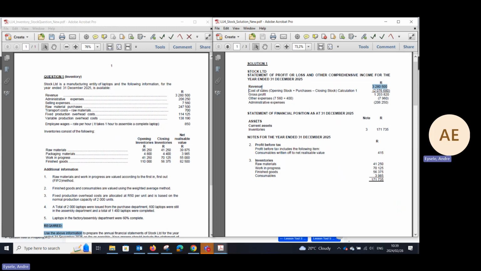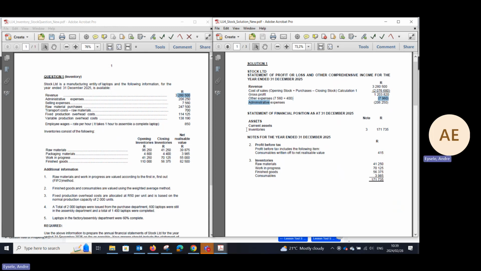You deal with revenue. Yes, we can immediately include it there: 3,280,500. Cost of sales, of which we don't know yet. Okay, then you will get your gross profit. Other expenses, your administrative expenses as per the function method. Okay, statement of financial position as at 31st of December 2025.